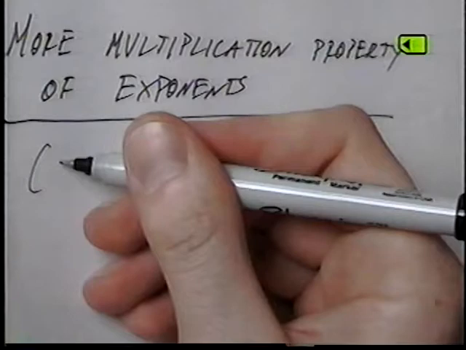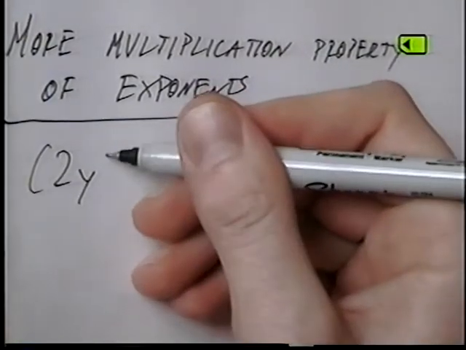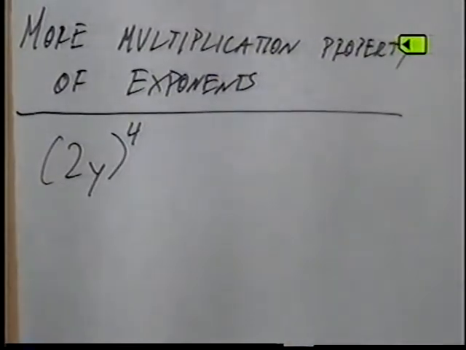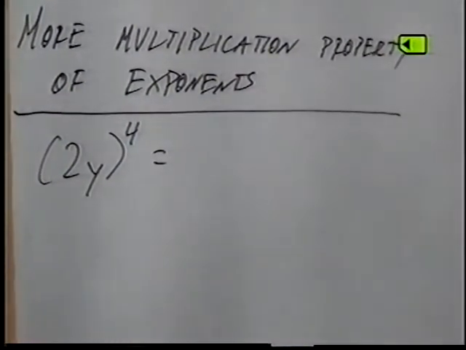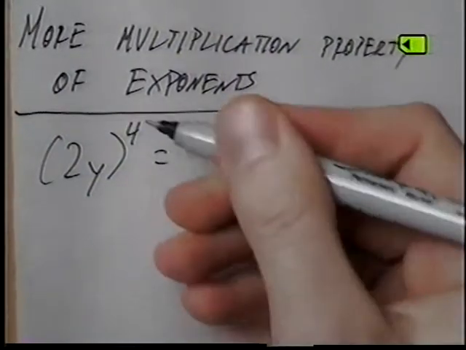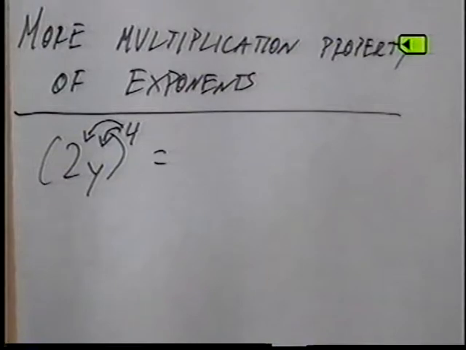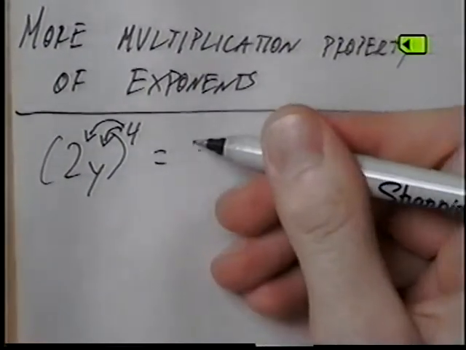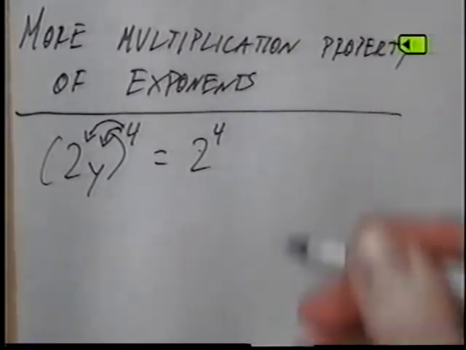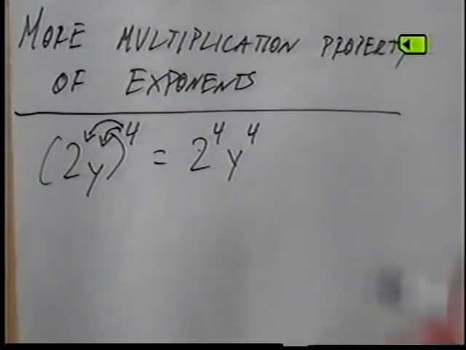The first question is parentheses 2y outside parentheses to the fourth power. In this question, since we have a number and a variable inside the parentheses, the 4 acts like distributive property and goes to both the number and the variable. For example, 2 to the fourth power and also y to the fourth power.